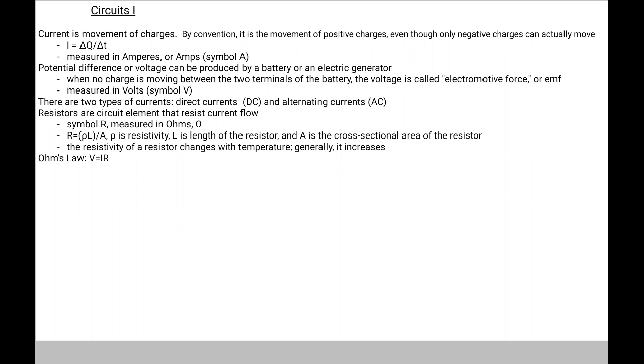Now, one law that combines the terms that we discussed before is Ohm's law, and that says that the potential V is equal to the current times the resistance. So V equals IR.